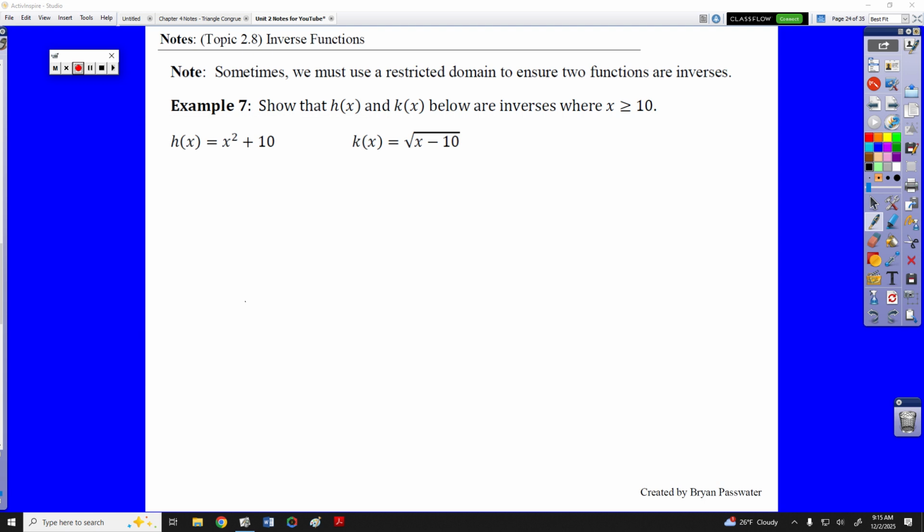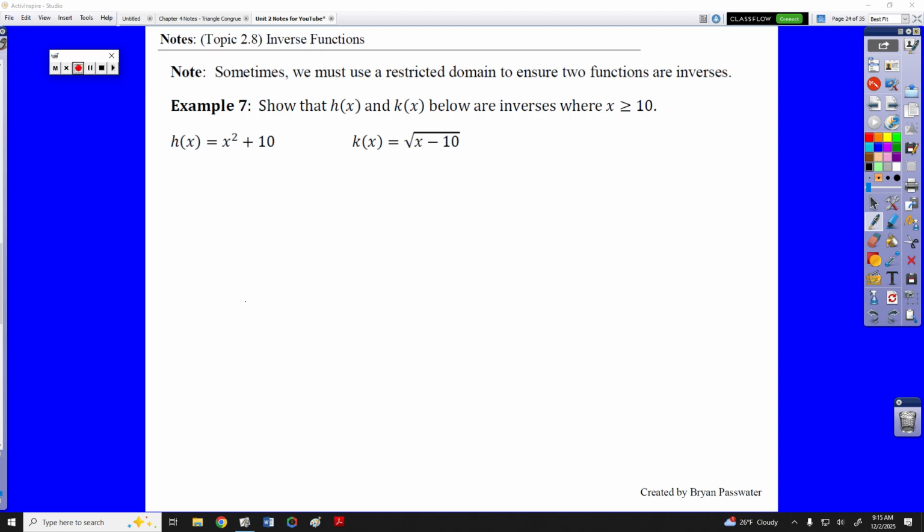Hello everyone, welcome to the video explanation for Brian Passwater's topic 2.8 notes, example 7. Example 7 is an extension on example 6. It shows some more complicated functions, and it allows us to again check to make sure that the functions are inverses. Now sometimes when we do that, we have to use a restricted domain.